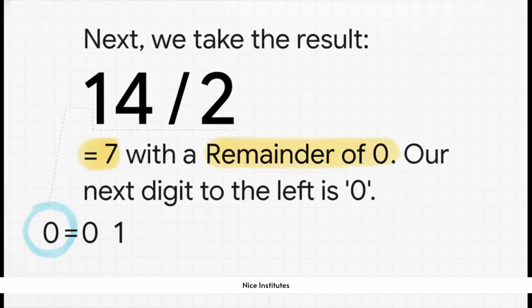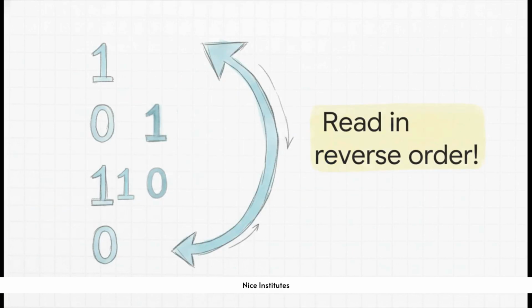See, now we just repeat the process. We take that result, 14, and divide it by 2. That gives us 7 with a remainder of 0. So our next binary digit, moving to the left, is 0. Starting to see the pattern here? So we keep doing this all the way down until our result is 0. And what we're left with is this list of remainders we've been collecting. But here's the key, the one little trick you have to remember. You don't read them in the order you found them. Nope, you have to read them backwards, from the very last remainder you got all the way to the first.